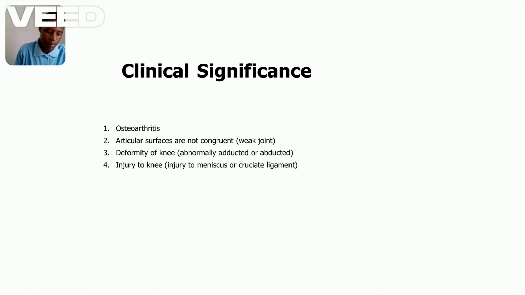Now, let us look at the clinical significance of the knee joint. So the first one, we've got osteoarthritis. Osteoarthritis is a type of arthritis that happens when the cartilage that lines your joints is worn down or broken down over time and your bones rub against each other. So when your bones rub against each other, friction is created and this friction causes the bones to tear or wear out, and this causes osteoarthritis.